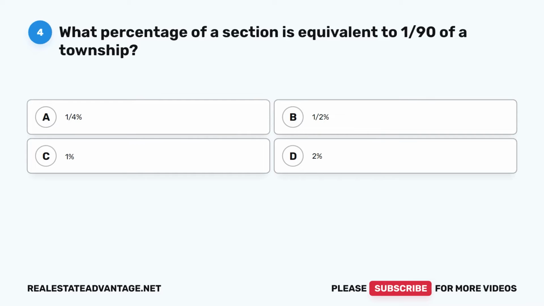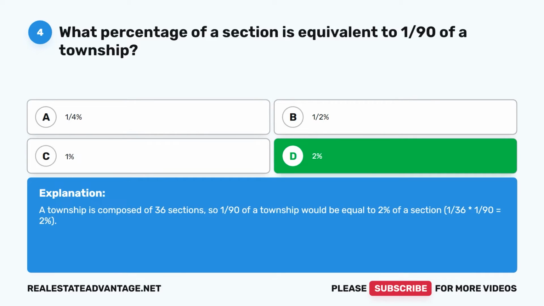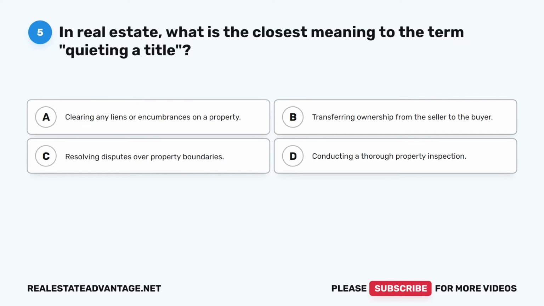Question 4. What percentage of a section is equivalent to 1/90 of a township? A. 1/4%. B. 1/2%. C. 1%. D. 2%. The correct answer is D. 2%. A township is composed of 36 sections, so 1/90 of a township would be equal to 2% of a section. 1/36 times 1/90 equals 2%.